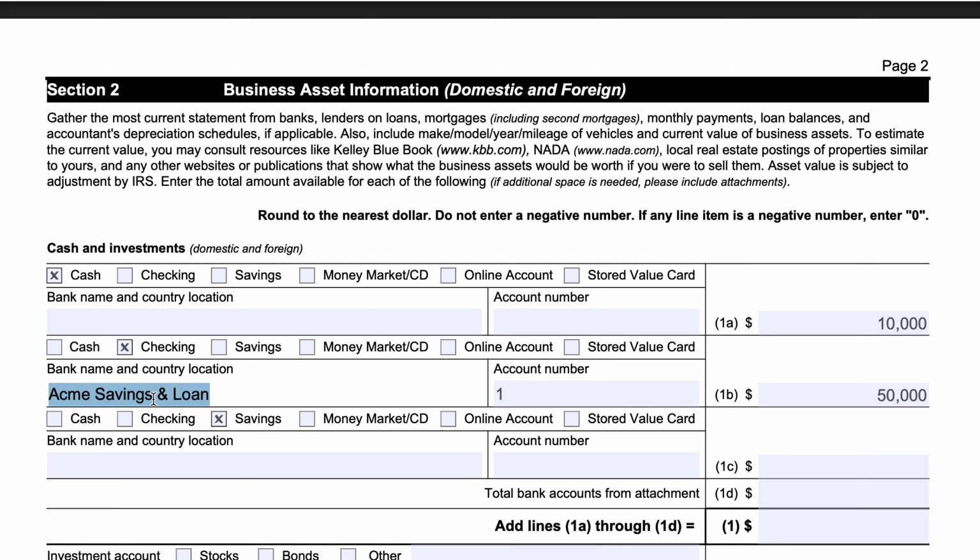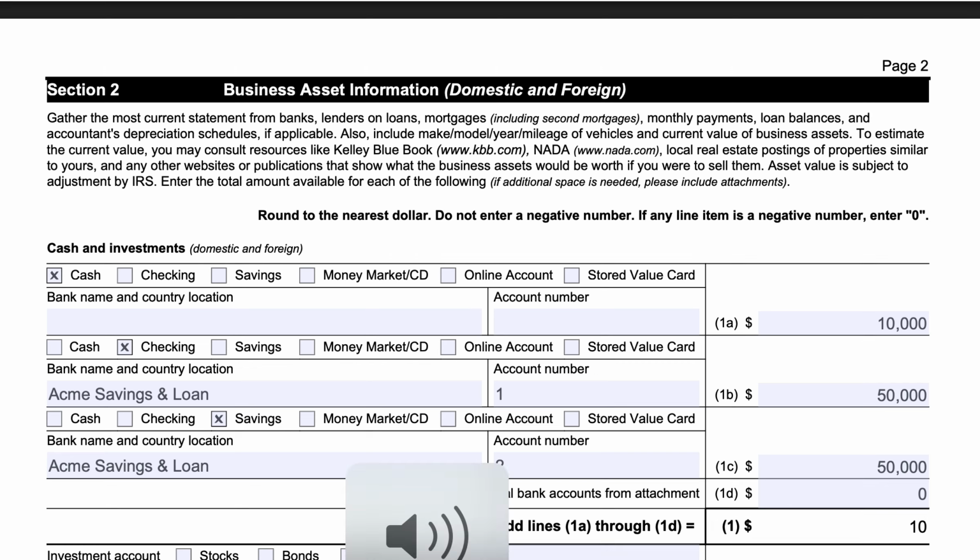Maybe they have another account, like a savings account, and that account is 2. And then let's just say they have another $50,000 here. So the total bank accounts from attachments: if you have more than 2 bank accounts, you would provide an attachment that has all of this information. And let's just say that there's nothing there. So this would be $110,000.